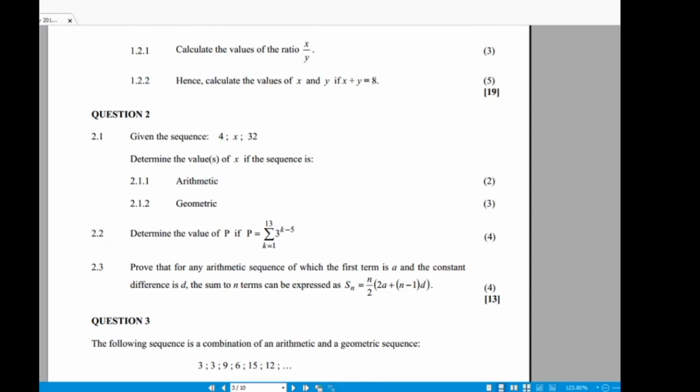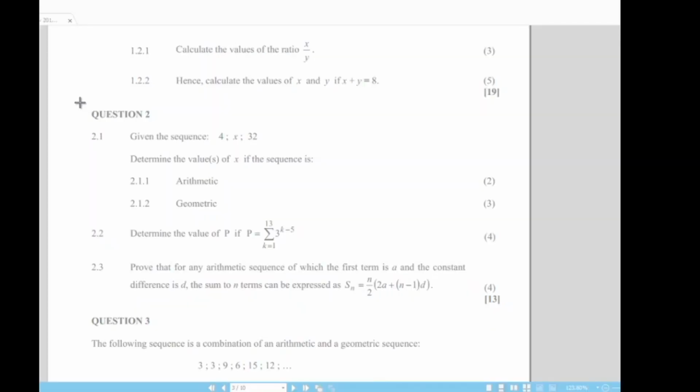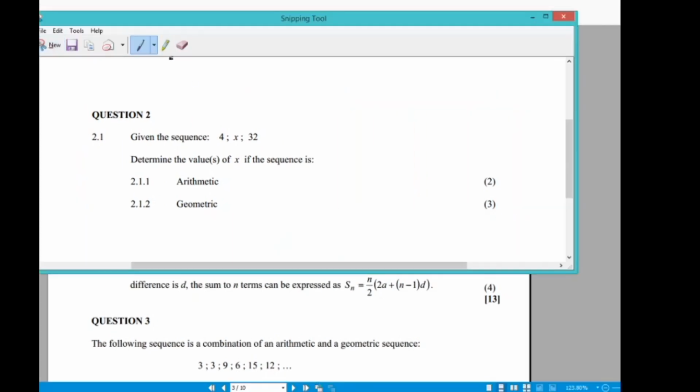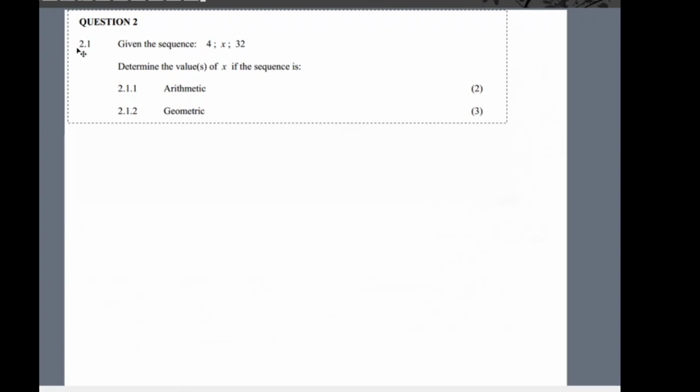Okay, I will start with 2.1. Let me just copy this question and then go to the whiteboard. So what is given is the sequence 4, x, 32. Determine the value of x if the sequence is arithmetic and if the sequence is geometric.